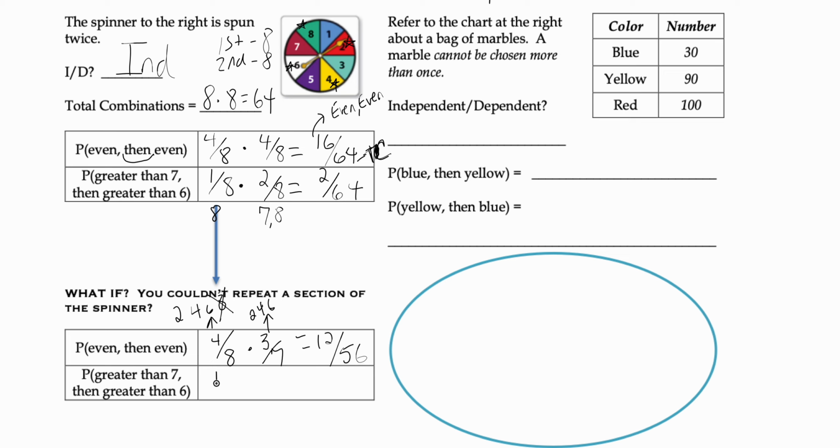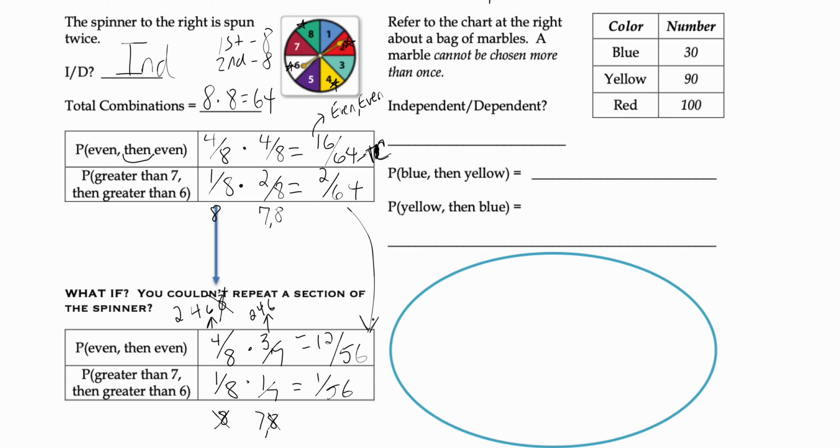Same thing happens down here. Yeah, we'll start with 1 out of 8 because you're able to get the 8. But that then assumes that you've burned the 8 for the next spin. Since I can't get an 8 anymore on the second spin, I'm left with 7 as the only possibility, 1 out of 56. So slight changes to the denominators, definitely. Your total number of combinations goes down.